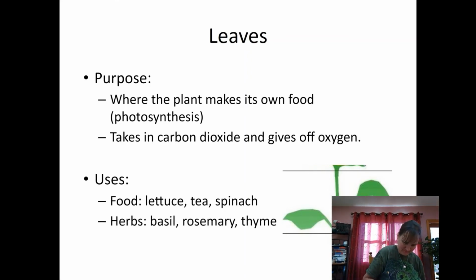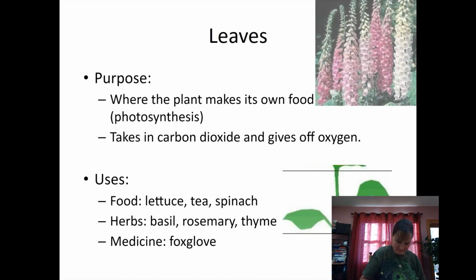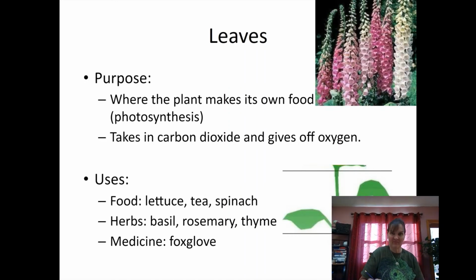Okay. And I guess, truthfully, someone could say herbs are also food. They're more of a flavoring, nice flavoring, enhancing your food. And again, these are just some examples, and you don't have to list them all. I just said, could you please list at least one? Okay, and medicine. And that, by the way, is a picture of foxglove.